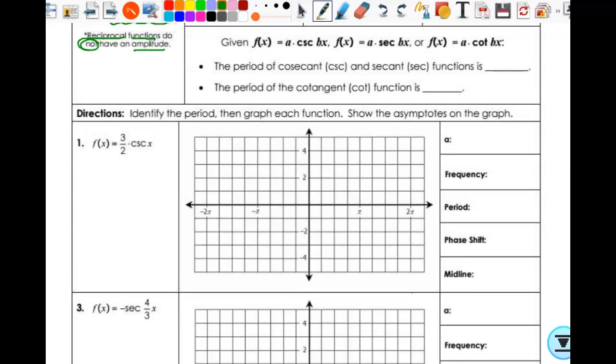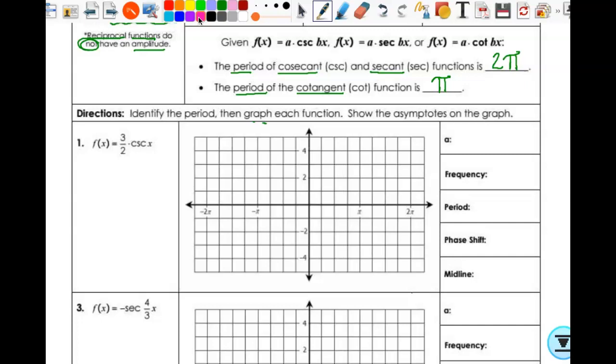So talking about the parent functions, the period of cosecant and secant is 2 pi, right? And the period of cotangent is what? Pi. Okay. Everybody good so far? Okie dokie. So let's do a few of these.